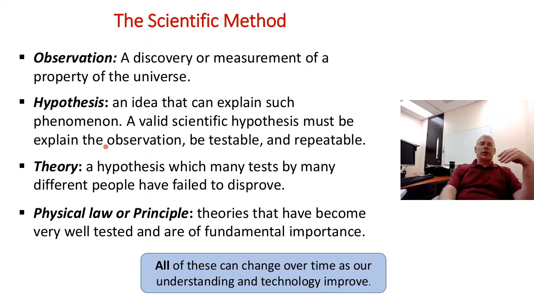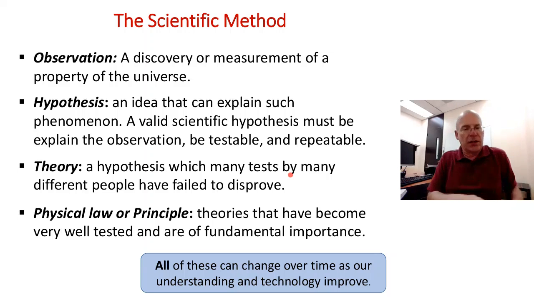But let's talk about our hypothesis. Let's talk about a theory. A theory is a hypothesis that many tests by many different people have failed to disprove. All right? Some key things in here. All of our hypotheses, for them to be valid, have to be repeatable by other people. And we're not going to call it a theory until other people have actually done that.